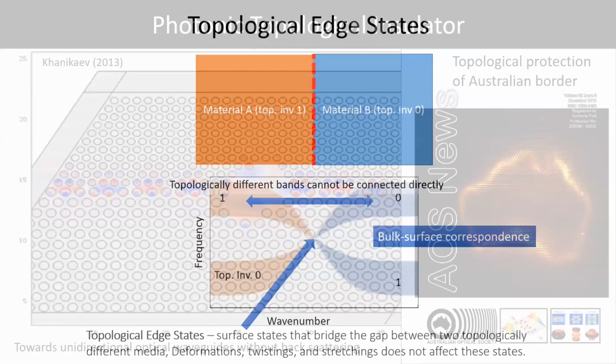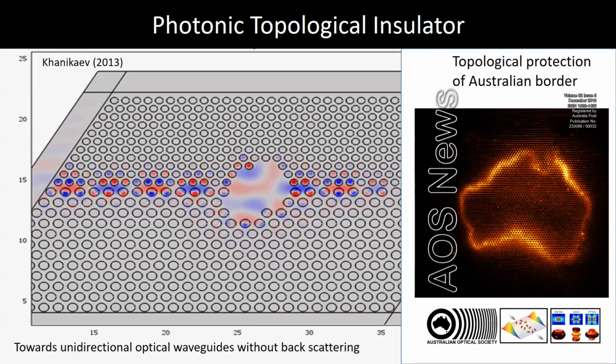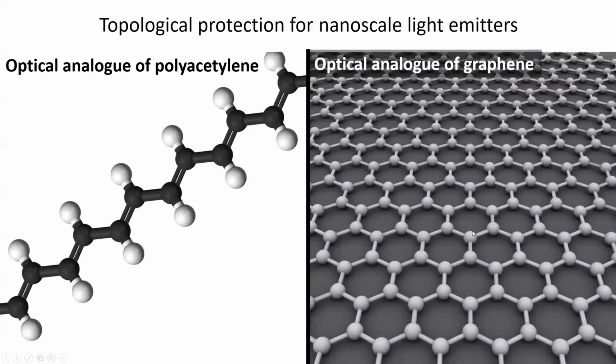And this has been realized in photonics. In 2013, this is a very good example of two topologically distinct media, material A and material B. You can see that at the edge, we have this propagating edge state, which is not affected by the disorder here, and which makes it a very good candidate for making an optical waveguide, or exploiting this in a device. Topological protection of the Australian continent, like although it's already topologically protected, water and land are probably different, but still.